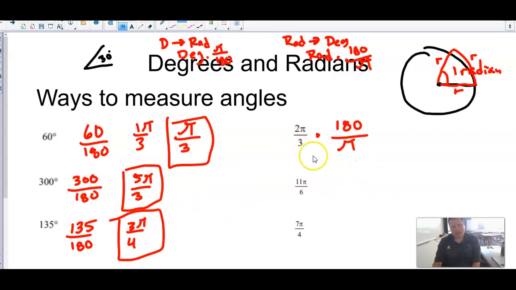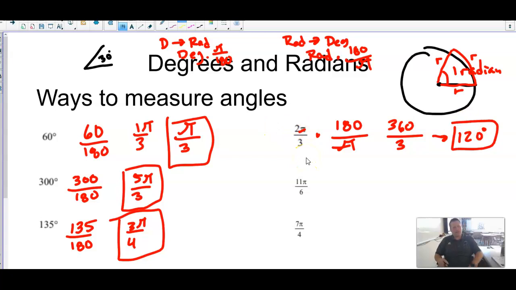If I go the other way, I'm going to times that by 180 over pi. This one's nice because if I'm timesing and I have something in the numerator and something in the denominator, they cancel each other out. So in this case, I'm going to go 2 times 180, which would give me 360. Then I divide that by 3, and that would give me 120. And that's now going to be in degrees. So 2 pi over 3 is just 120 degrees.